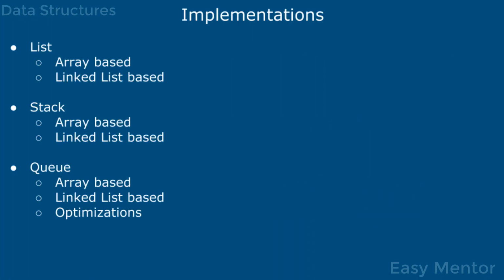To wrap this up, we'll be talking about the following implementations in our future lectures. List can be implemented using an array or a linked list. Stack can be implemented using an array or linked list. Queue can be implemented using an array or linked list. For queue, we can also optimize some of the inefficiencies that are introduced by the linked list based implementation, which we'll also be looking at in the future lectures.